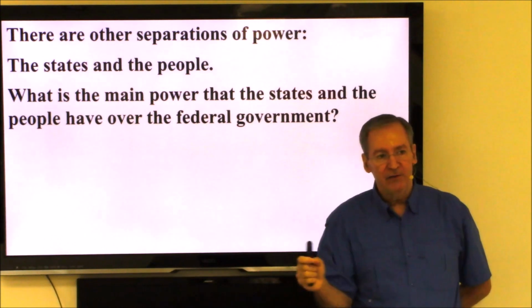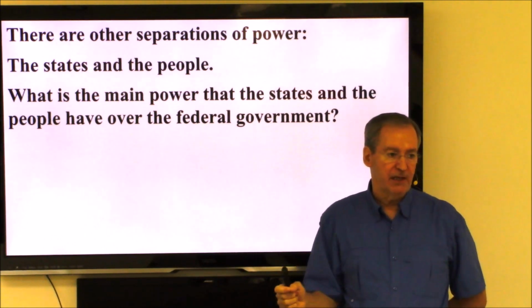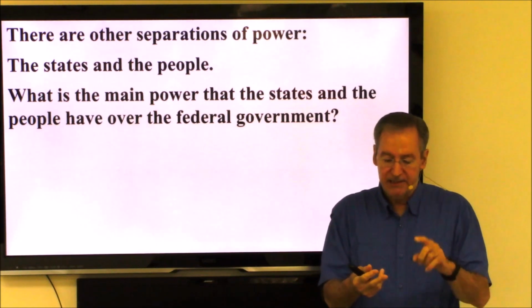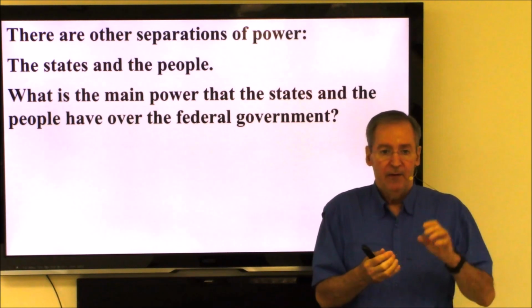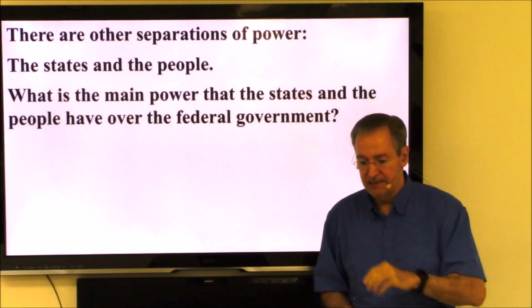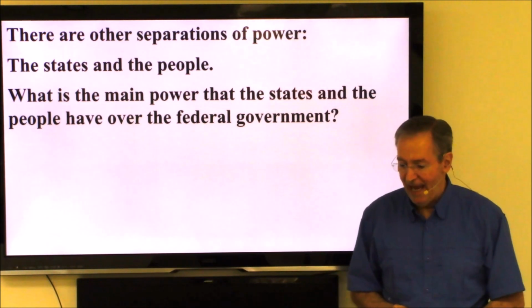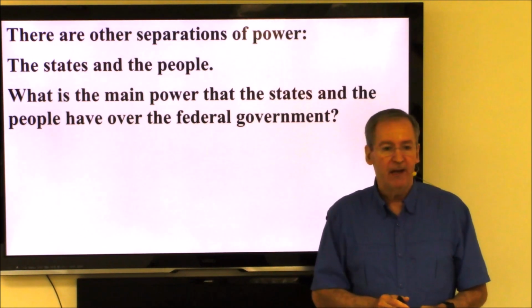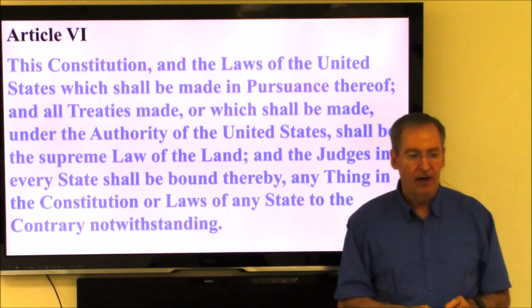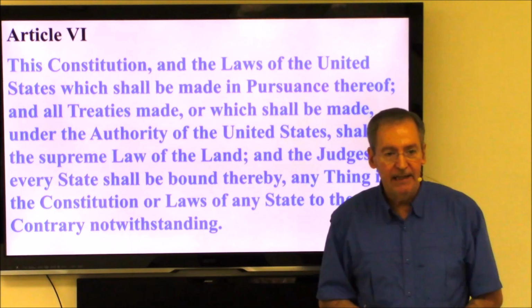Before I get into those, I want to talk about the other separations of power. We think of separation of power. We think of the executive, the legislative, and the judicial. That's the separation of powers. That's in the federal government. But there's other separations, and I put here the states and the people. And what's the main power that the states and the people have? Before we get there, let's look at Article 6 in the Constitution.